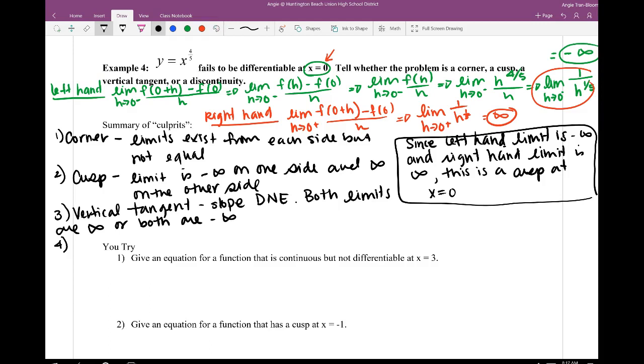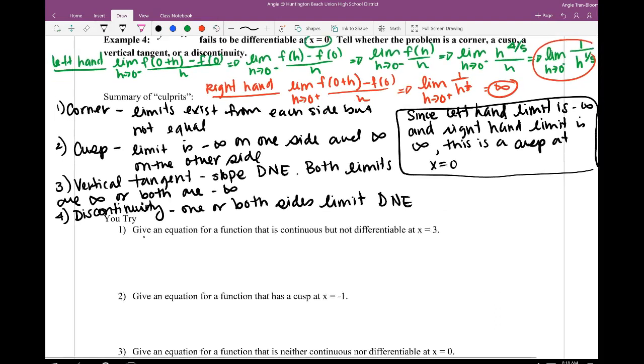The fourth culprit is actually the easiest to identify. It's a discontinuity. Discontinuity, okay? So you can see that the limit from one or both sides does not exist. Okay, so those are the four culprits of a function not being differentiable.